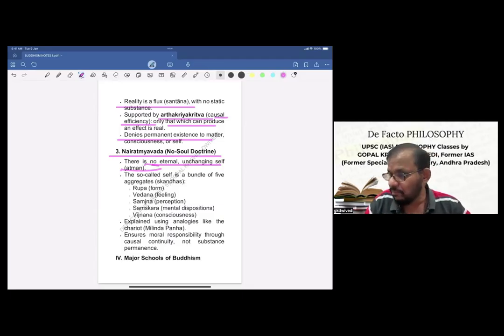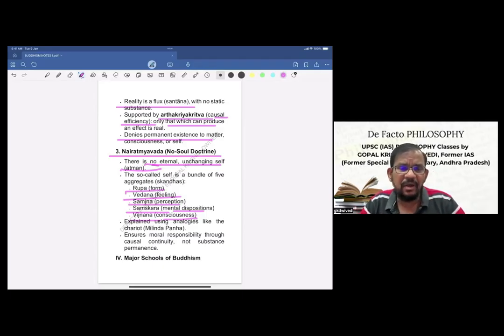What are they? First is Rupa, that is form. Second is Vedana, that is feeling. Third is Samjna, that is perception. Fourth is Samskara, that is mental disposition. Fifth is Vijnana, that is consciousness. So these are the 5 skandhas. And soul, or self, is a bundle of these 5 skandhas.